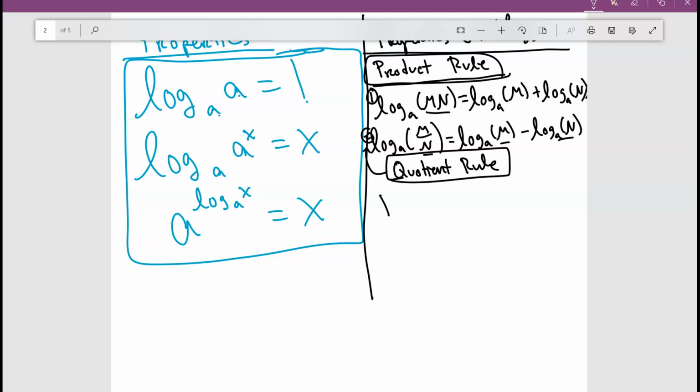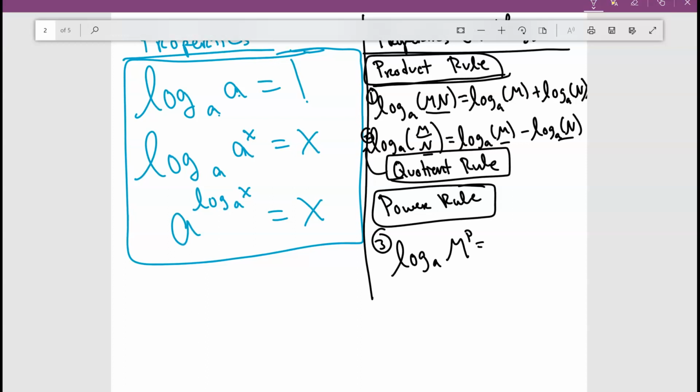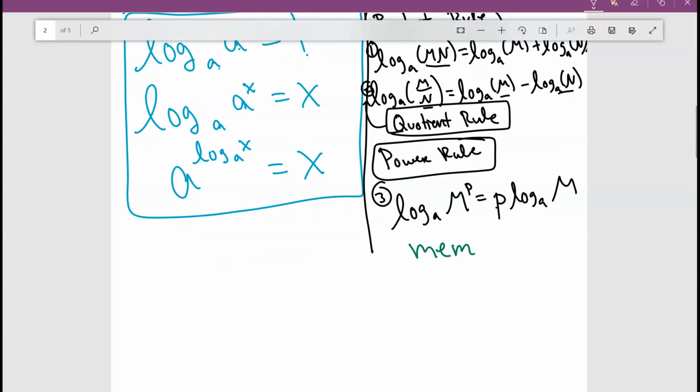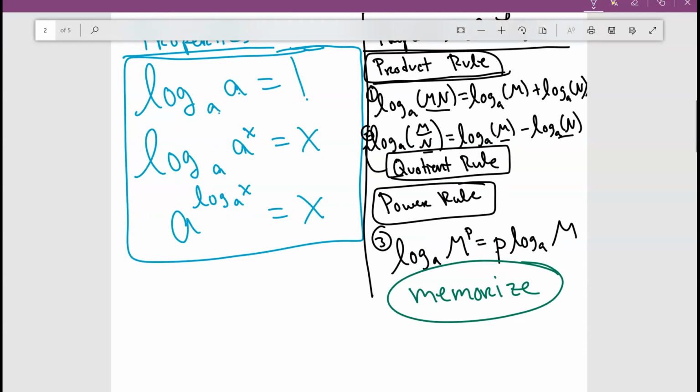The last one is what we're going to call the power rule. What the power rule says is that if you have the log base a of m to the power of p, this is going to be p times log base a of m. So basically, this exponent p is going to go to the front. So that's really what these properties are. These you must know. I will not give you these. You have to know them, so really memorize them.